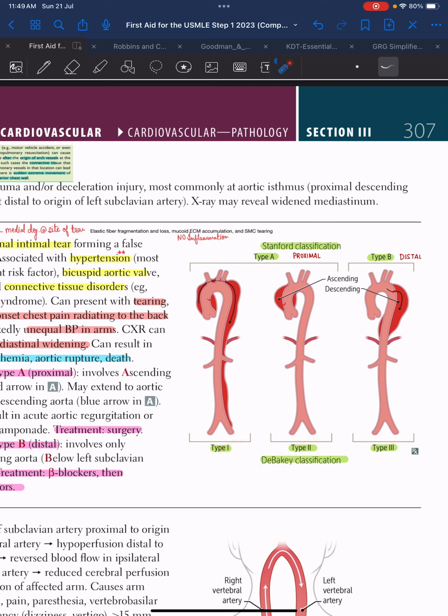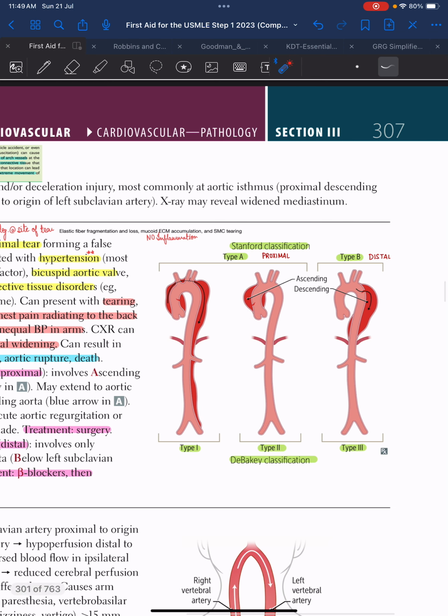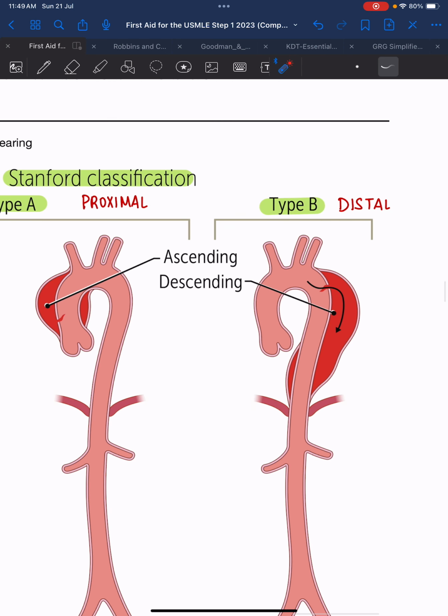In type 1 and 2 there is a proximal tear. In type 1, the proximal tear leads to the flow of blood throughout the aorta. In type 2 there is injury to the proximal part, but the flow of blood is restricted. In type 3 the intimal tear is in the distal or the descending aorta.